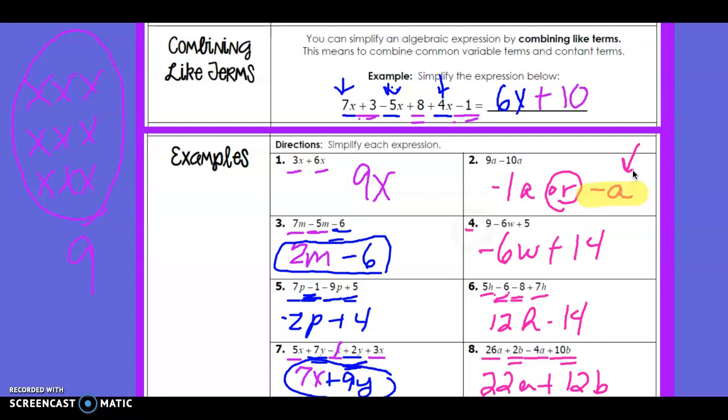Another thing I want to point out is in problem number 4, the order that I wrote this in. It starts off with a number, and then you have your variable, 9 minus 6w, and then plus 5. So some of you may have written 14 minus 6w. That answer is okay, but in our math textbooks, the proper form to write an algebraic expression is to put all of the variable terms first, and then you put the constants at the end. So I'd like you to get in the habit of doing that. The other examples are pretty straightforward. Number 6, I combined the h's with the h's and the constants with the constants. And number 8, I combined the a's with the a's and the 2b and the 10b to get the b terms. All right, if you have any questions, circle them and ask later.